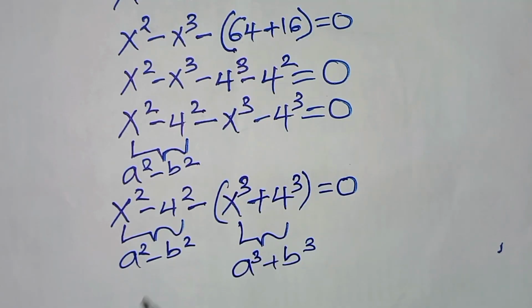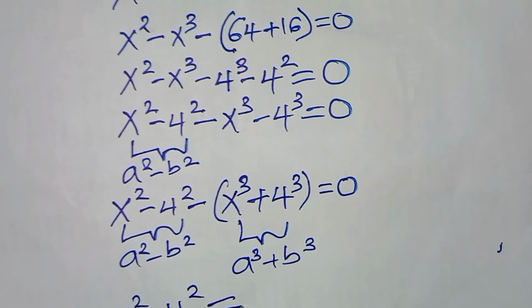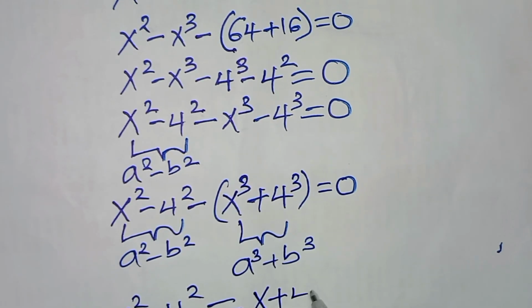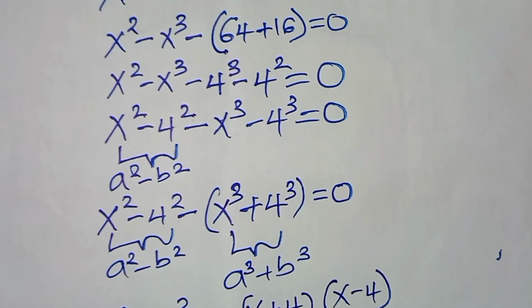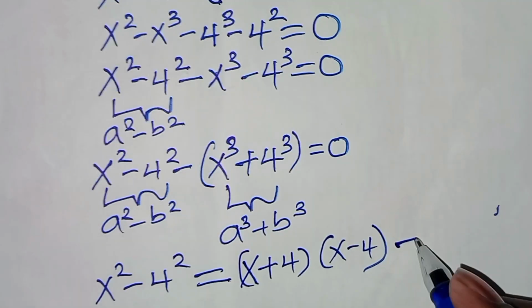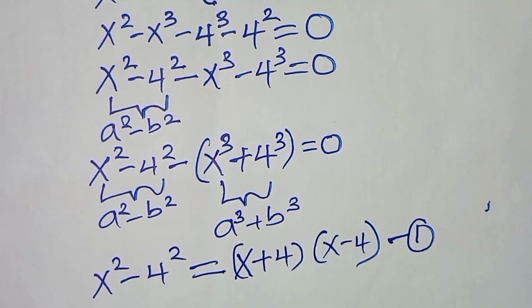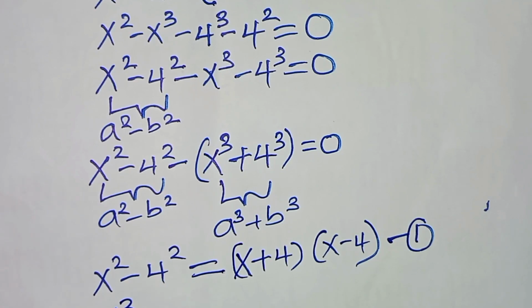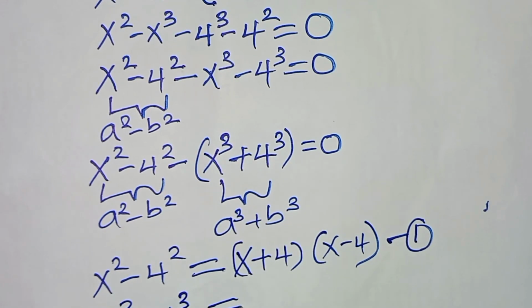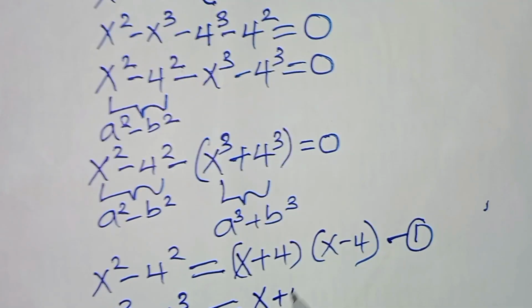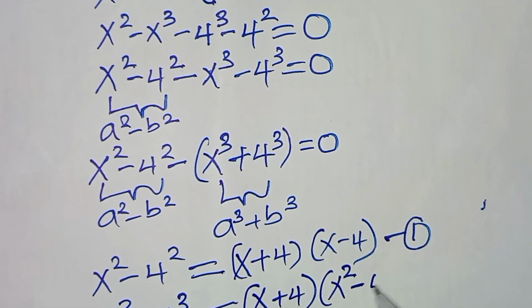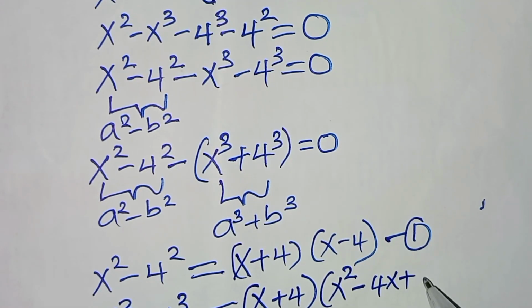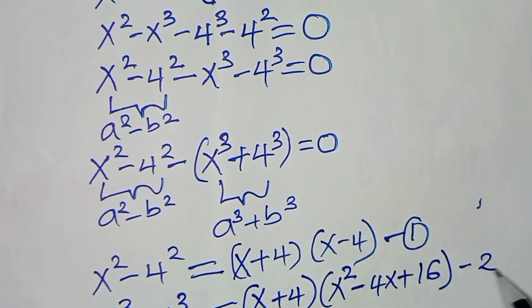So in this case we have x to power 2 subtract 4 to power 2, this can be expressed as x plus 4 and x minus 4. So let's call this equation 1. And here we have x cubed plus 4 cubed. This can be expressed as x plus 4, times x squared subtract 4x plus 4 squared, which is 16. Let's call this equation 2.